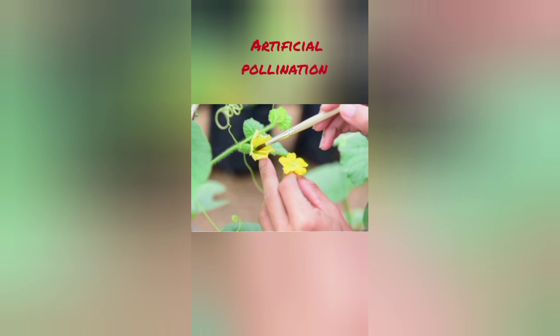Now the last type, that is artificial pollination. It is done by human beings. In this method, the anthers of a flower are removed. Once the anthers are removed, the flower is covered by plastic bags. Then the pollen from a good variety is transferred to the stigma of this plant. This kind of pollination is done by human beings so that they can get the desired variety.